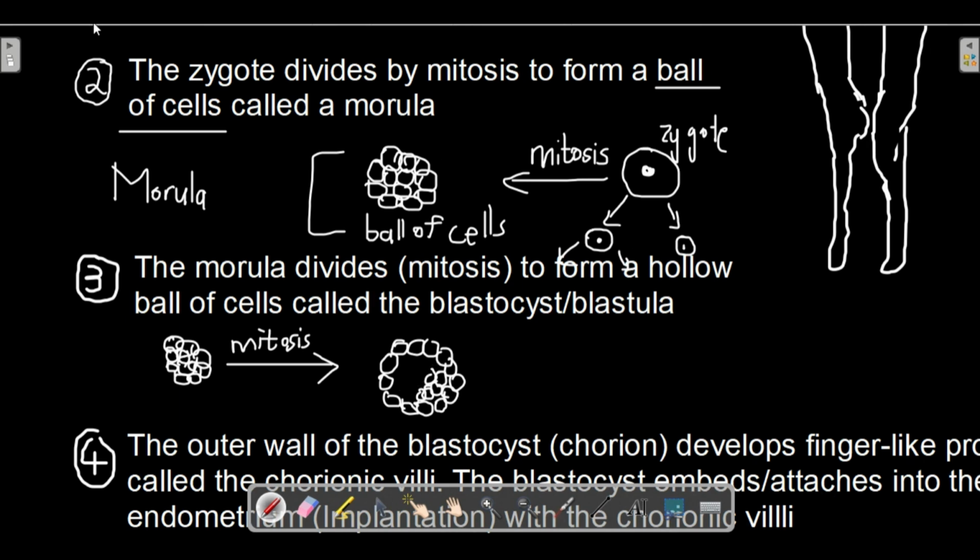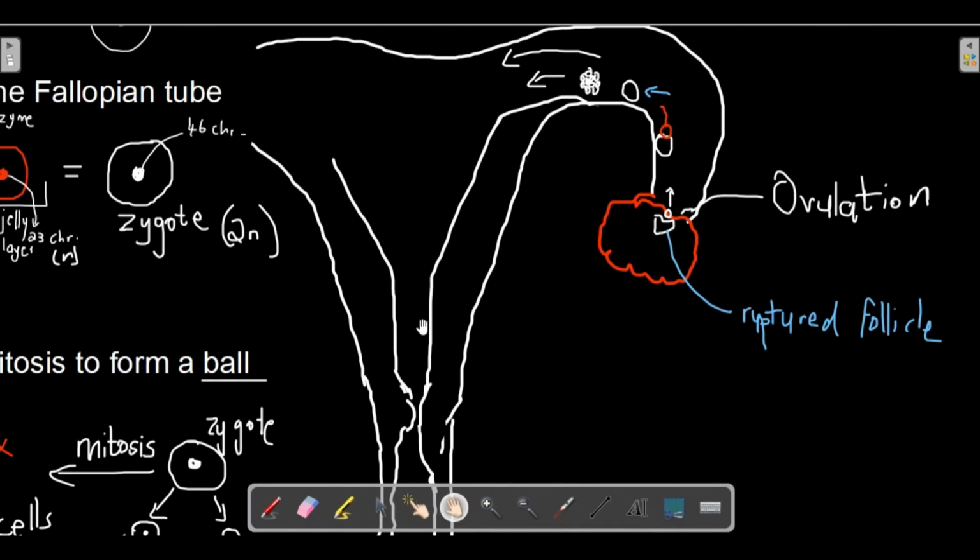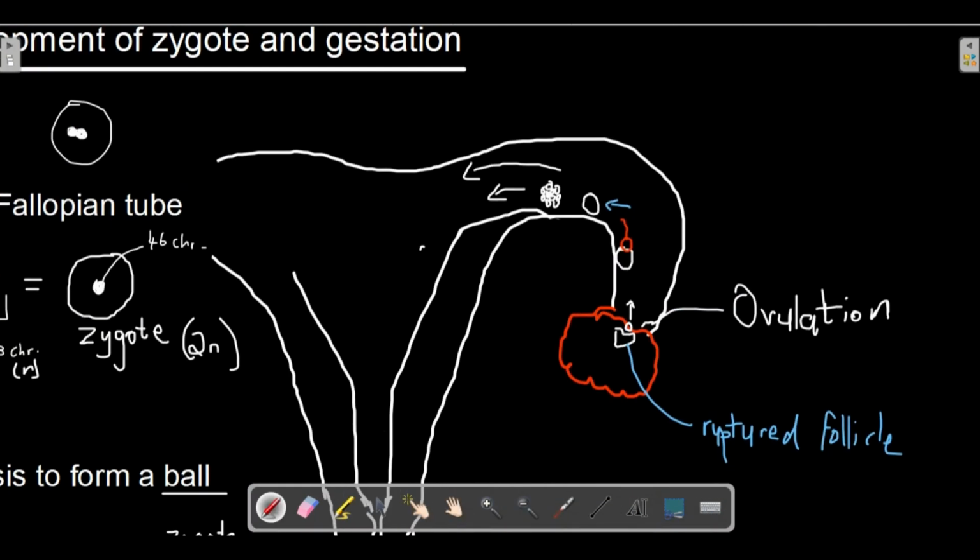So these are two different structures, guys. Don't confuse these two. That's a ball of cells. This is a hollow ball of cells. And this hollow ball of cells we call a blastula or a blastocyst. Now, a blastocyst is the one that is going to implant in the uterus.